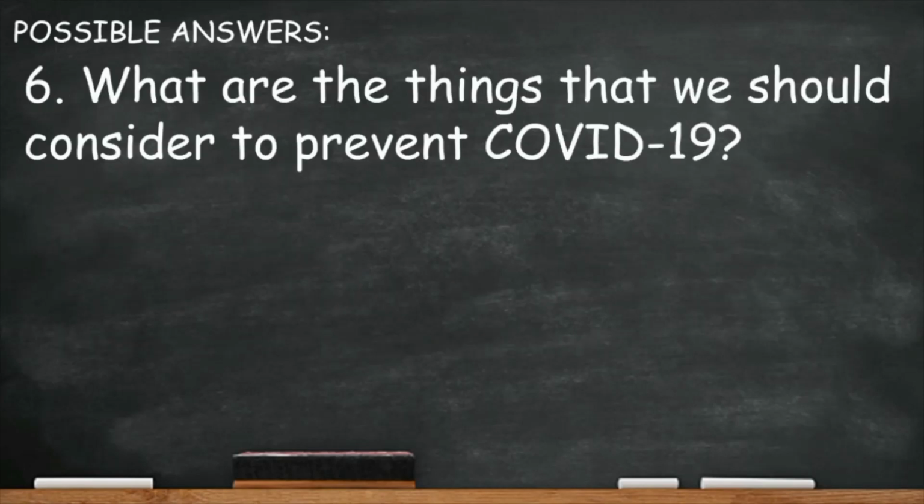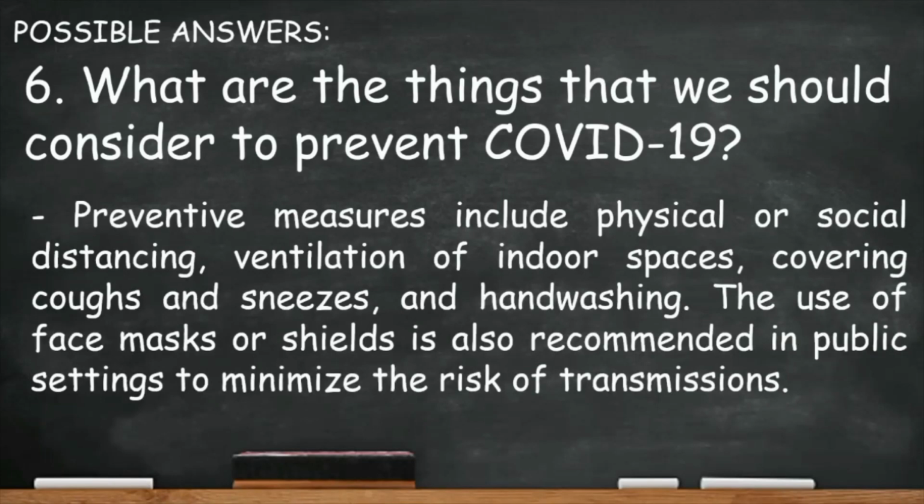Number 6, what are the things that we should consider to prevent COVID-19? Preventive measures include physical or social distancing, ventilation of indoor spaces, covering coughs and sneezes, and hand washing. The use of face masks and face shields is also recommended in public settings to minimize the risk of transmissions.